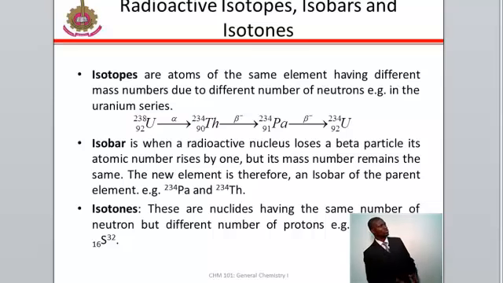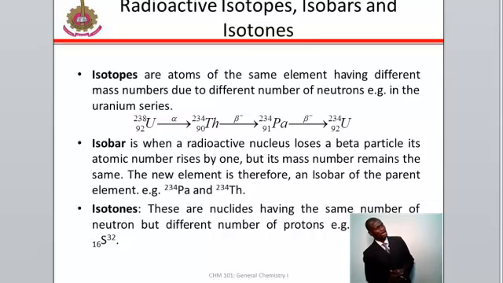When a radioactive nucleus loses a beta particle, the atomic number rises by 1 and the mass number remains the same. The last one is isotones. These are nuclides having the same number of neutrons but different number of protons. A good example is as shown. Silicon has atomic number of 14, the mass number is 30. If you subtract 14 from 30, you have 16. That's the number of neutrons.